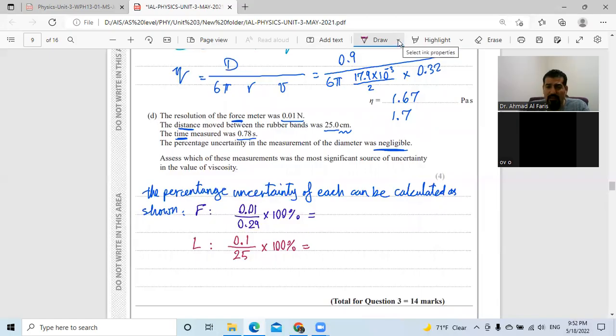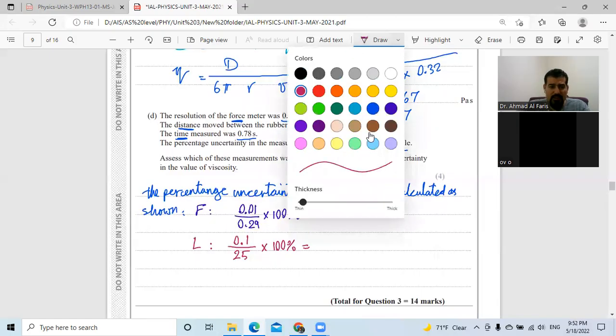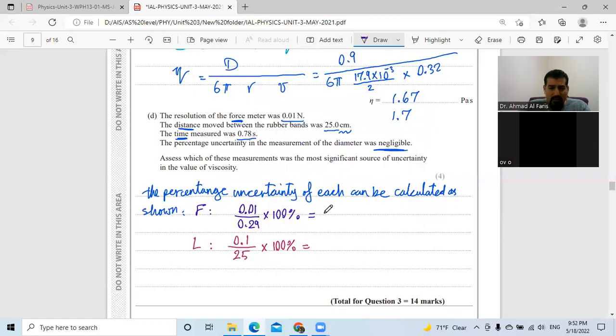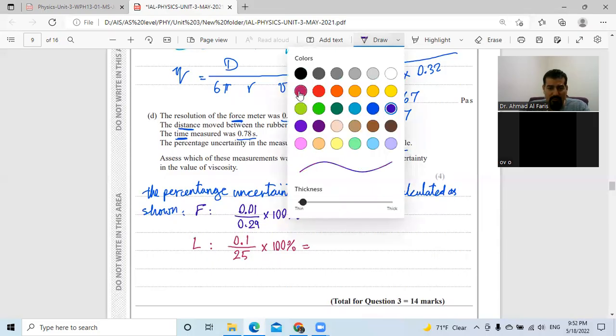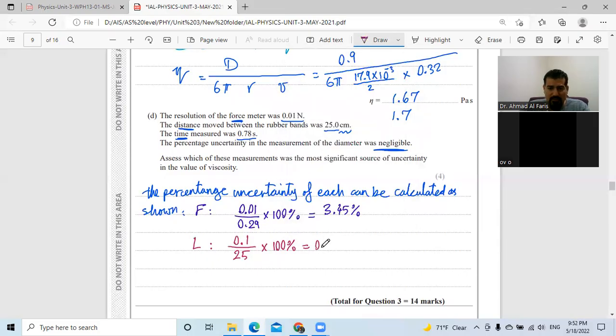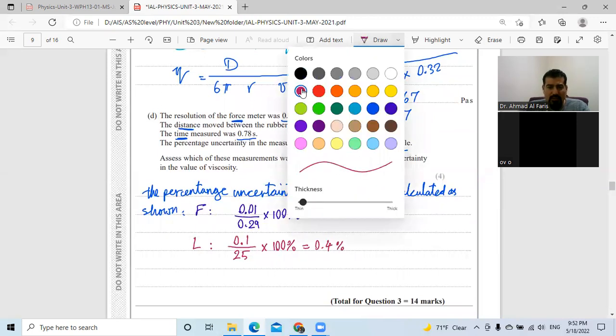Give me the answer. The answer for the first one was how much? Okay, good. 3.45 percent. The second one, how much is it? 0.4%, okay. The last one is the time.